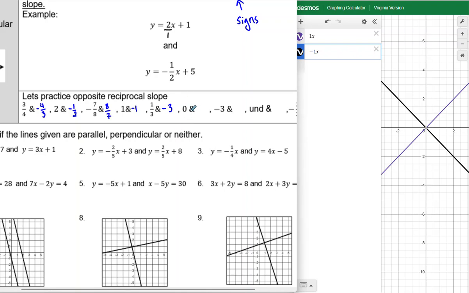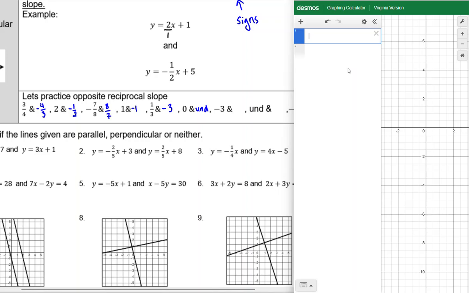Now this one is a little tricky. How would I make 0 negative? There's no negative 0. Then what do I do here? Well, when you have a 0 slope, the reciprocal would be an undefined slope. Remember that a 0 slope is a horizontal line, so a perpendicular slope would be undefined, right? But I can't do an undefined slope, so that's not going to work, right?